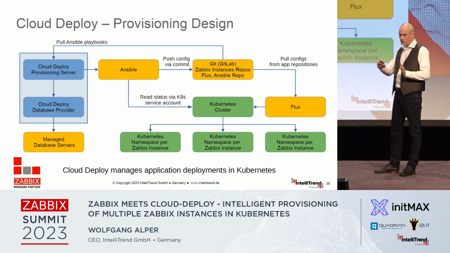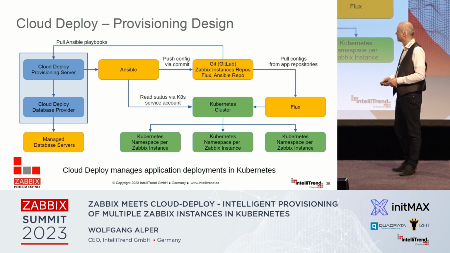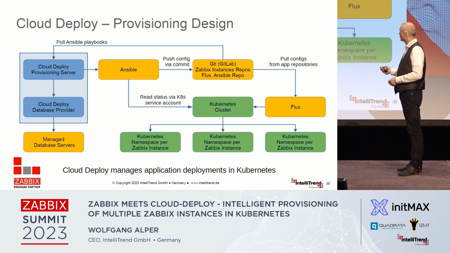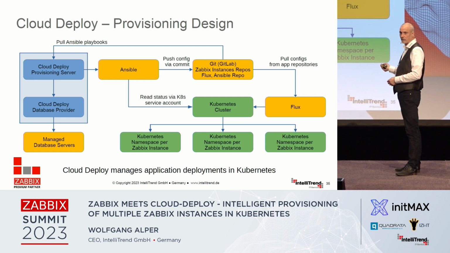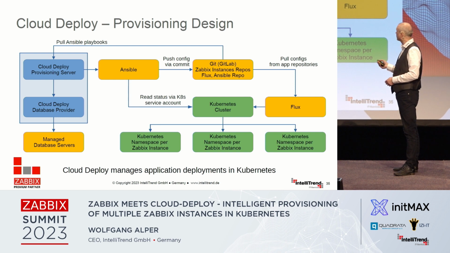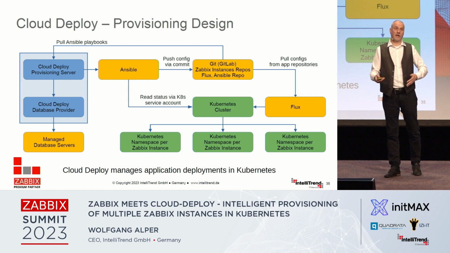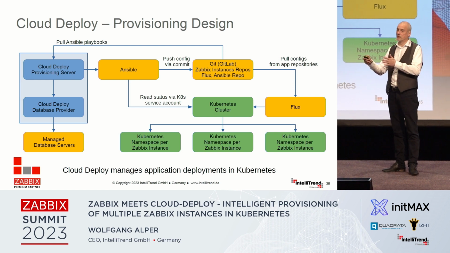They take care of clustering, they take care of backups, and so forth. Then we have here our Kubernetes cluster, we have our Flux component again, and we have our Git repository based on GitLab in this scenario, but it can be anything, could also be GitHub or whatever you would like to use, or Gitea. And then we're using Ansible and Ansible playbooks to execute actions from Cloud Deploy to that repository.